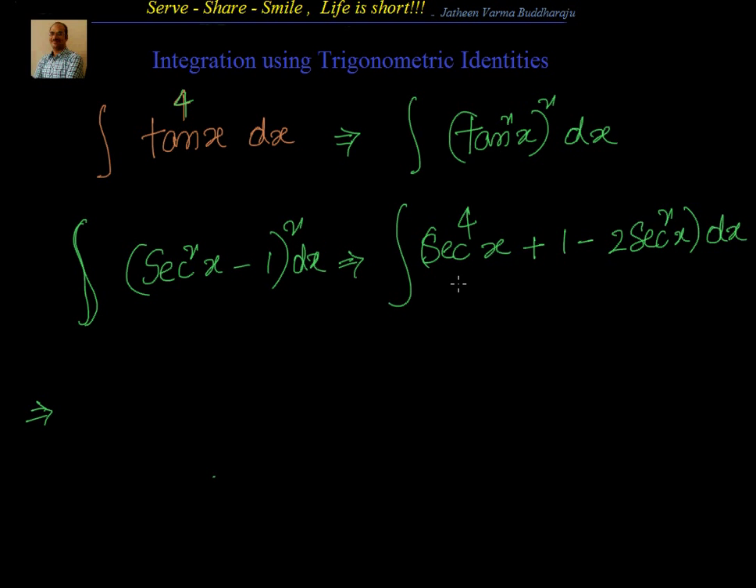Now everything seems to be fine, but we have again secant to the power 4 x. But don't worry about that, because we are going to separate that as secant square x and secant square x, and we will take tan x equal to t, and we will take care of this.